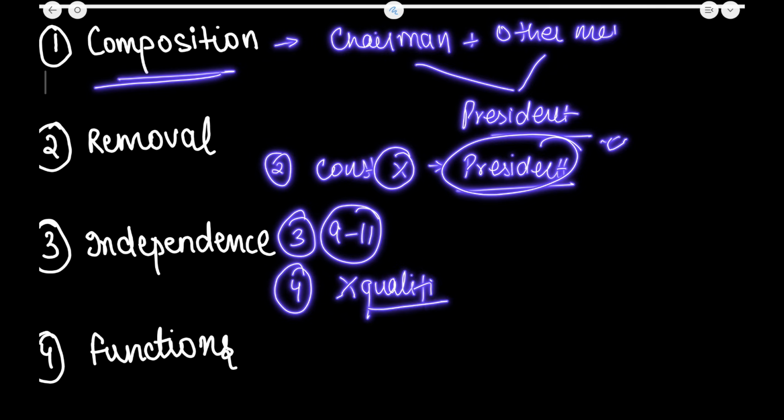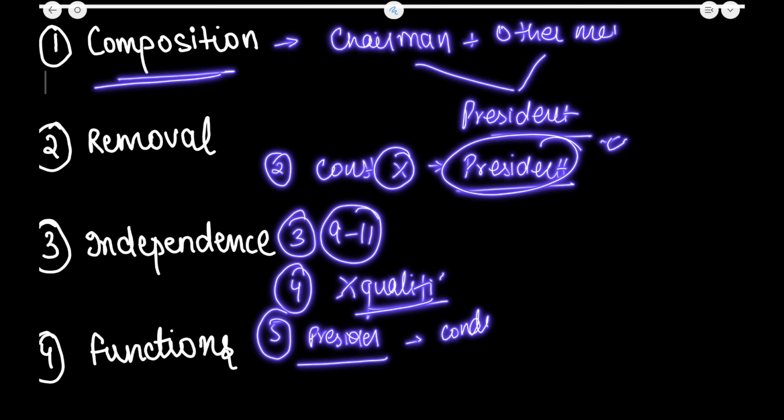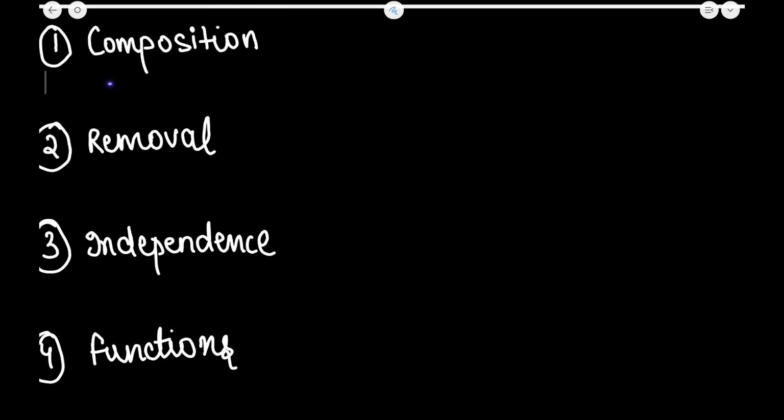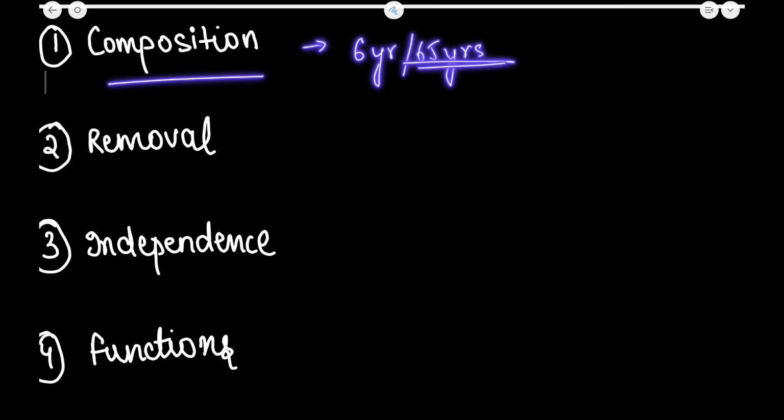prescribed. Now, the next thing is, the Constitution also authorizes the president to determine the conditions of service for the members of the UPSC as well as the chairman of the UPSC. Now, the next important thing in the composition chapter is about the age. The age for the UPSC is 6 years or 65 years, whichever is earlier.